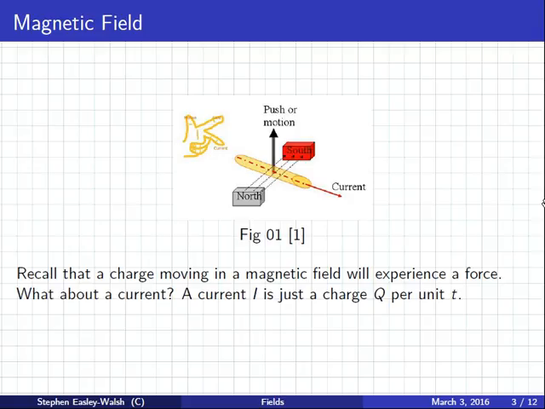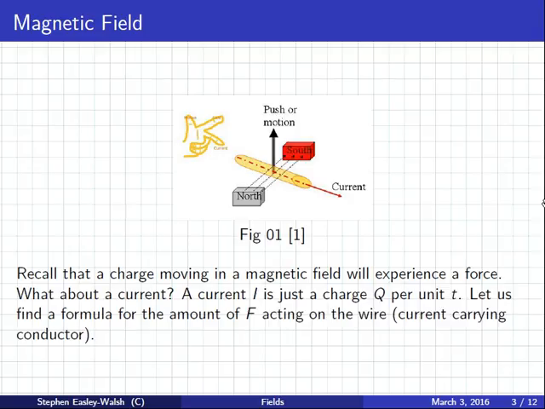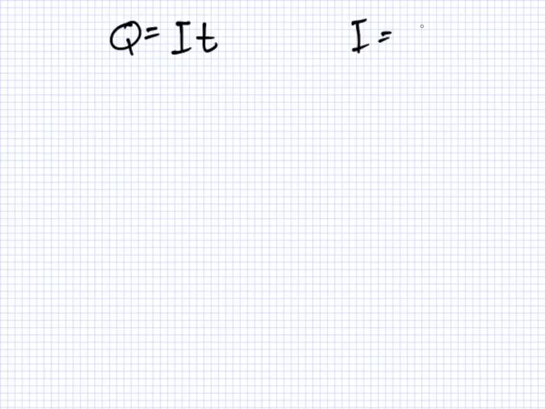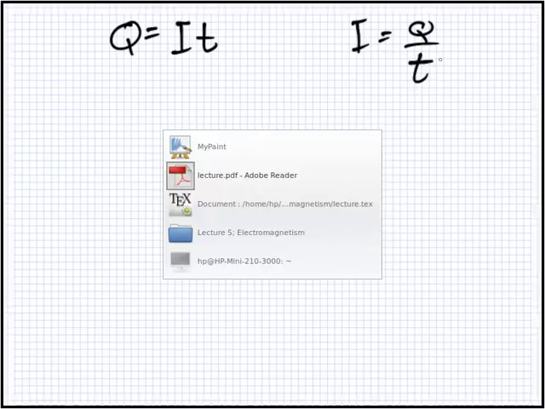Now, current I is just charge per unit time. Do you remember the formula with Q in it? Q equals IT. Do you remember that from electricity? This formula from electricity says that the charge is the current multiplied by the time, or if you want, the current is the charge divided by the time. Do you remember these from electricity?